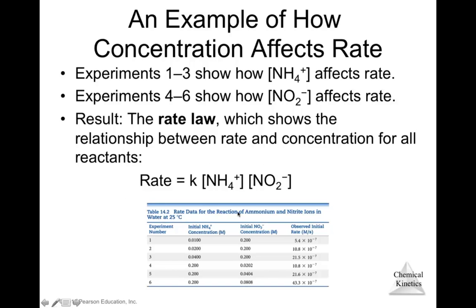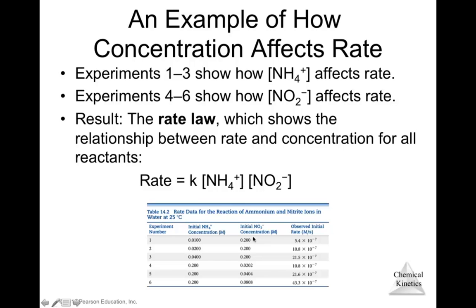Now, let's see this. If we evaluate, for example, experiment 1 and experiment 2, we can see that we duplicate the concentration of NH4. And when we see the rate, it was also duplicated. Okay, so that means that the effect is the same, so the order of the reaction for that reactant is first order. That's why there is a 1 here, but we never write the 1. This is first order with respect to NH4.